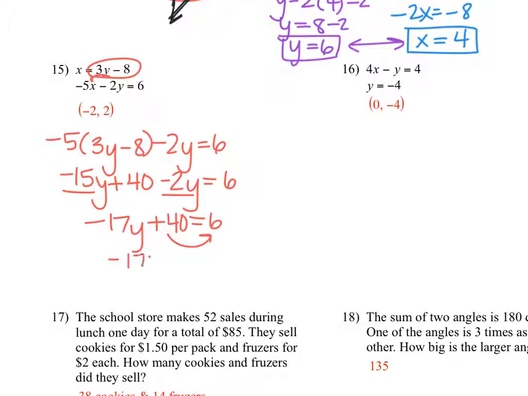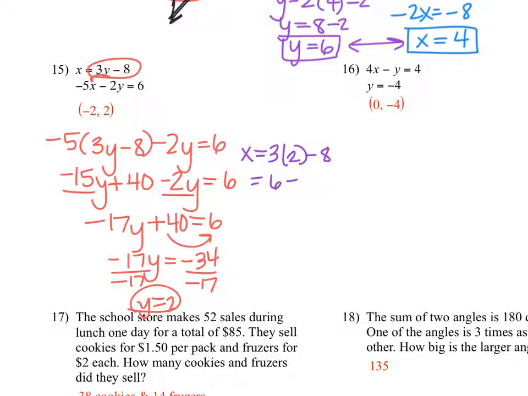Subtract 40. -17y equals -34. And then divide by -17, which is going to give me y equals 2. And now we're going to use that. We always have to plug back in to get our second value. So when I plug back in, I have x equals 3 times 2 minus 8, or 6 minus 8. So x is -2. Now make sure you get those in the correct order and you do x and then y, x comma y, when you write your final answer for your ordered pair.